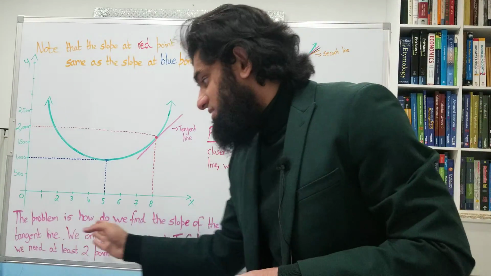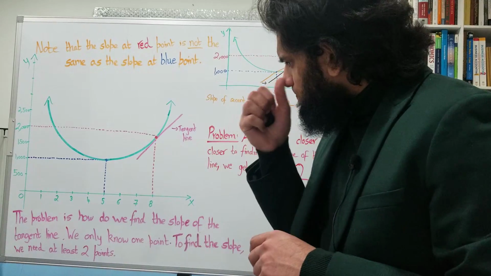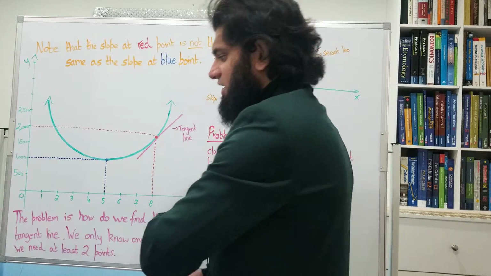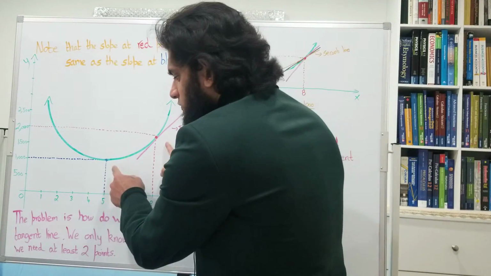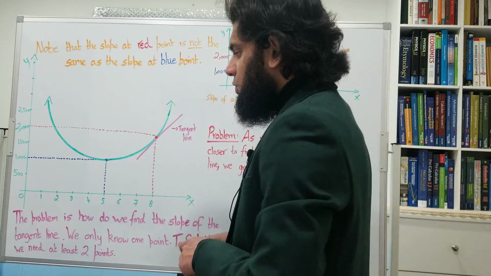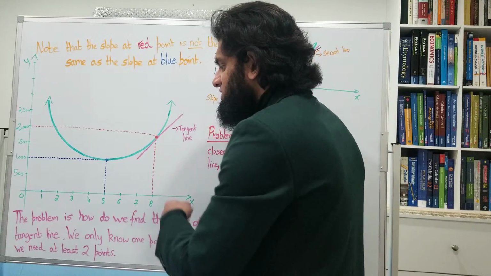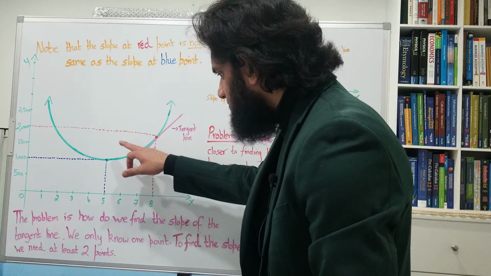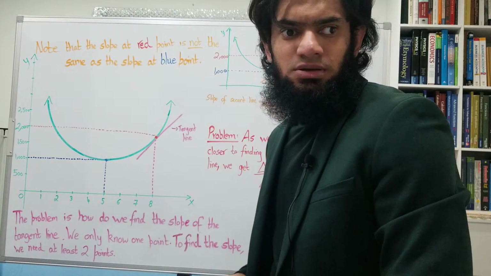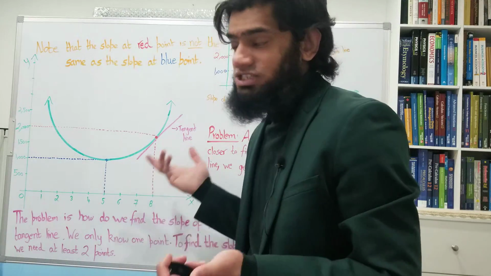And so the problem is, how do we find the slope of the tangent line? Here I have my blue point, here I have my red point, right? And the problem is, both of these points have different slopes. What I can do is go ahead and make a line that's called the tangent line, which touches this graph only at this point, only at the red point. And a line like that is called the tangent line, right?